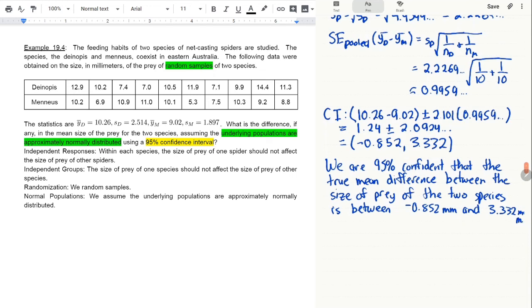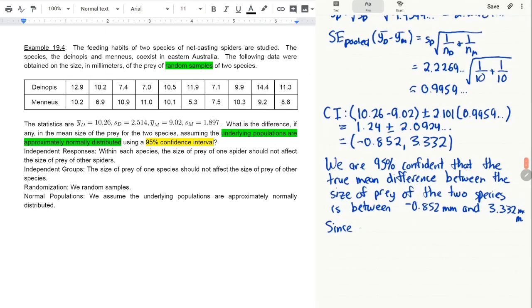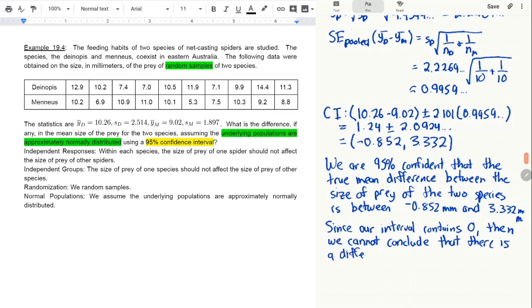Okay. Now notice that our interval contains 0. Okay, so because our interval contains 0, then we cannot conclude that there is a difference between the size of prey.